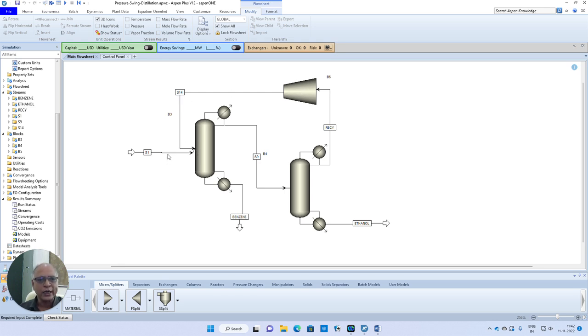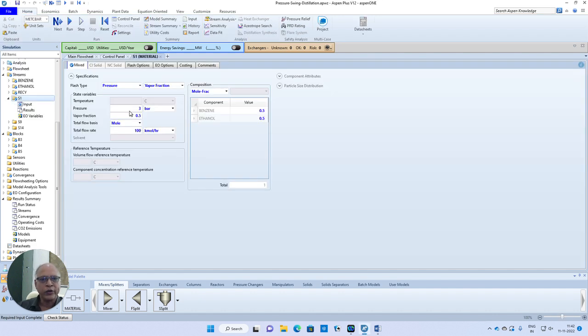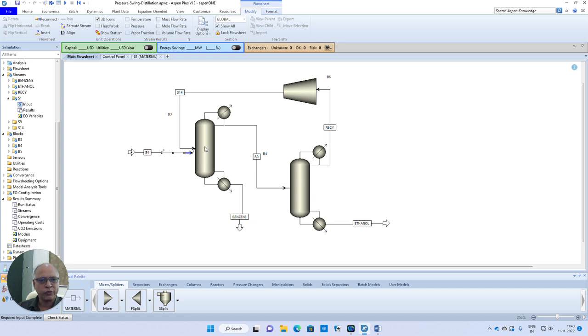Let us look at the details of specifications for this problem. The feed is entering at 3 bar because the column is operating at 3 bar. I have taken a vapor fraction of 0.5, 50% liquid and 50% vapor. That means the system is between the bubble point temperature and dew point temperature. The flow rate is 100 kilomoles per hour as given in the problem statement, with equimolar composition. Now let us look at the specifications of each block.